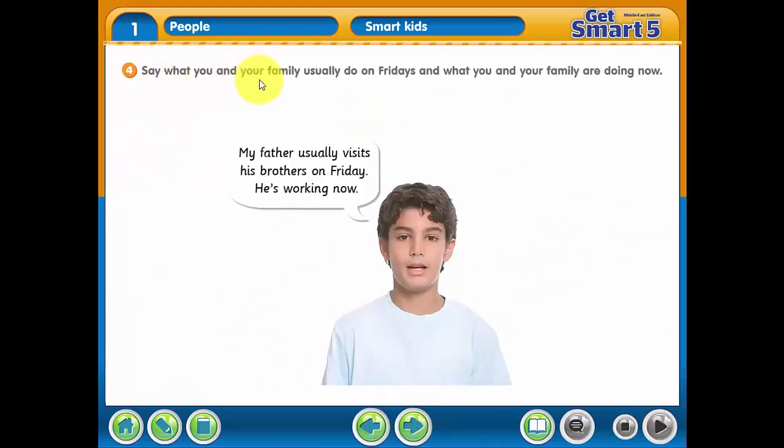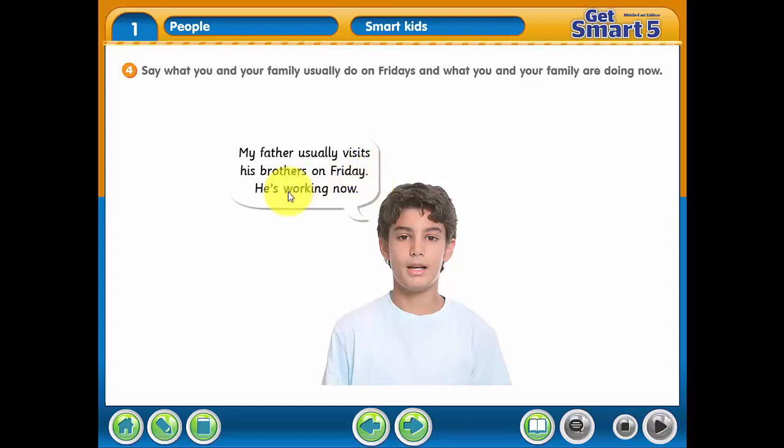Activity 4. Say what you and your family usually do on Fridays and what you and your family are doing. Now you are going to compare what do you usually do in general and what you are doing now. ماذا تفعل الآن؟ مقارنة بين الشيء اللي عادة بتسويه، repeated actions habits عادات بالنسبة لك شيء بتسويه بشكل معتاد وبين ما تفعله الآن فقط. My father, for example, my father usually visits his brothers on Friday. عادة أبي يزور أخوه أو إخوانه on Friday في يوم الجمعة.